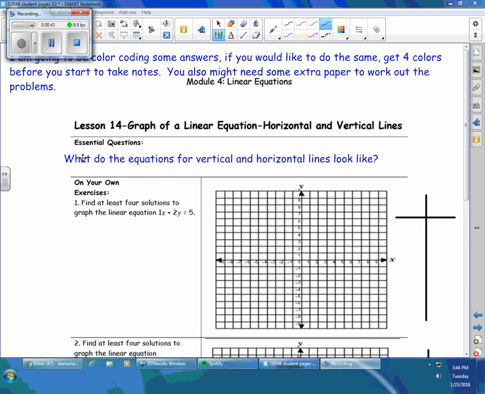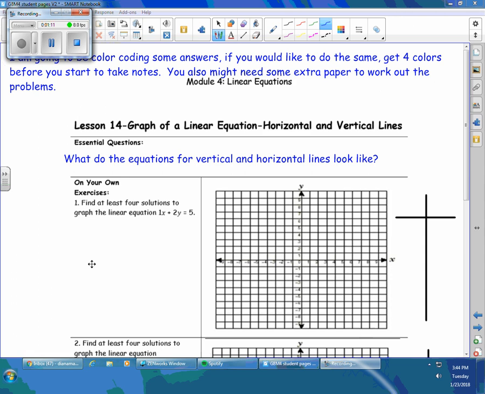Your essential question for this lesson is, what do the equations for vertical and horizontal lines look like? We have some exercises. Let's just work through the exercises and we'll unpack what a vertical line is and what a horizontal line is as we're working through the lesson. So on your own, exercises. Find at least 4 solutions to graph the linear equation 1x plus 2y equals 5.